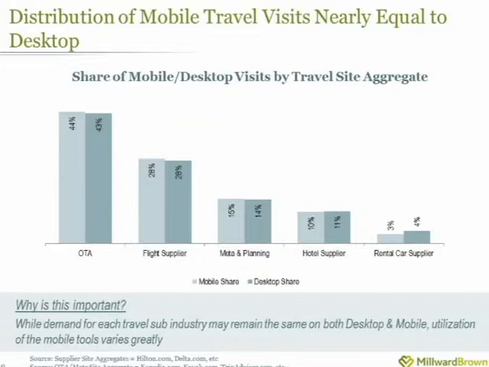This next slide is looking at, of all of the visits on both desktop and mobile, what share does each one of these travel sub-industries actually see? And one of the things that's worth calling out here is that it's nearly equal across the board. And again, the key takeaway is something that we've been discussing in some of the slides so far: while the demand for each one of these products and each one of these types of sites may be fairly similar across both mobile and desktop, the actual consumption and what the products are being used for varies very, very differently.